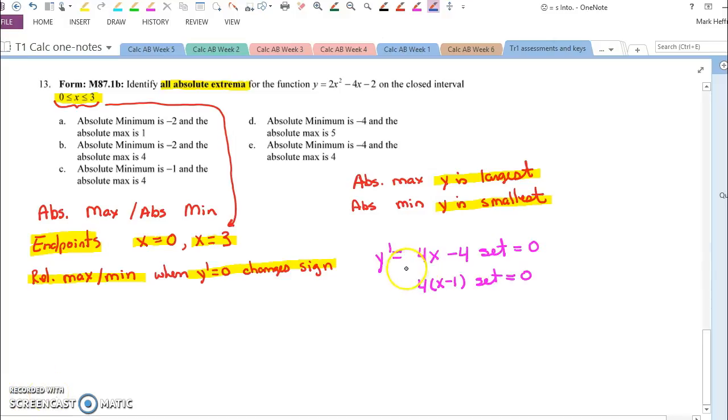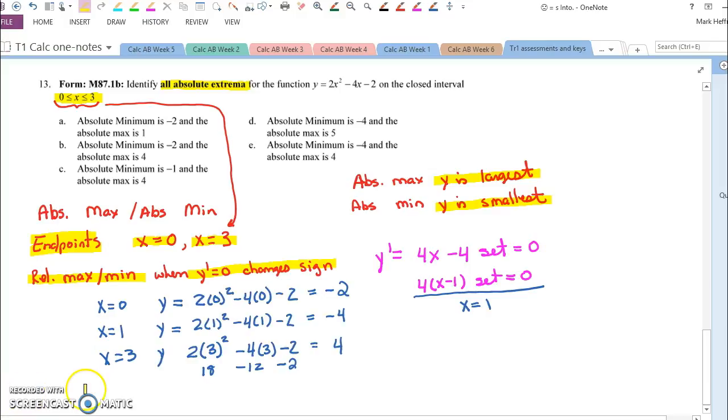Derivative is easy in this case. 4x minus 4, factor out a 4, set it equal to 0. We will have a relative max or min when x equals 1. So now we're testing x equals 0, x equals 1, x equals 3, and we're going to find the y for all of them and see which are the absolute max and min.